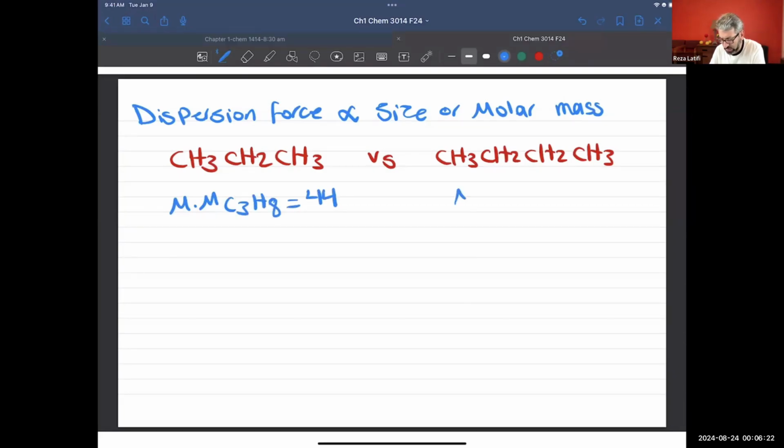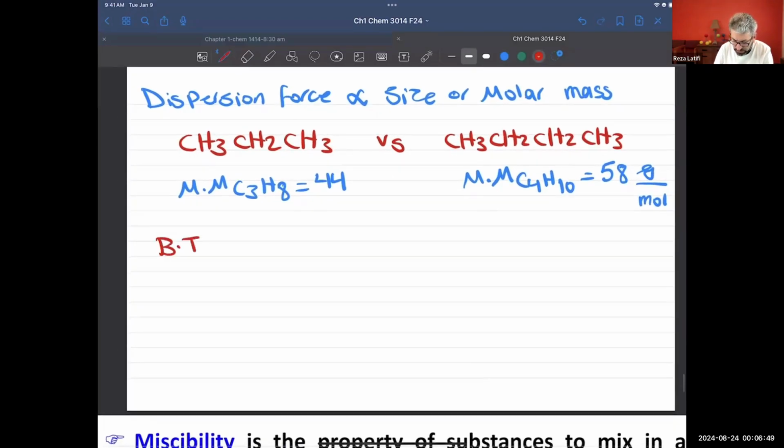Now the molar mass for C4H10: we have 12 multiplied by 4, that's going to be 48, and 48 plus 10 is 58, around 58 grams per mole. So I'm going to say the boiling temperature for C4H10 will be higher than the boiling temperature of C3H8.